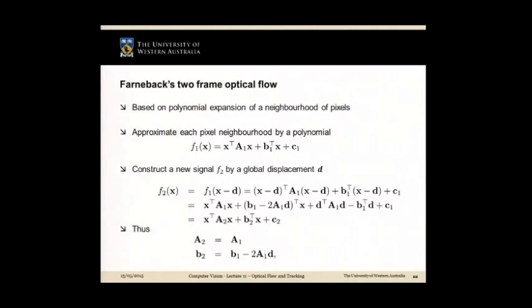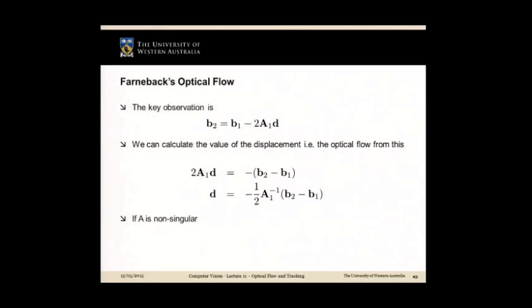In the end, you just rewrite the equation in the polynomial form, the second one, the new signal f2, and substitute those values and look at the variables. So b2 equal to b1 minus 2a1 times d is our equation of interest, and we will be solving this equation. So now this is our key observation, and when we calculate the value of the displacement, that is optical flow, from this, just again a little bit of manipulation of variables, you shift the variables, you get d equal to minus 1 over 2 a1 inverse b2 minus b1.